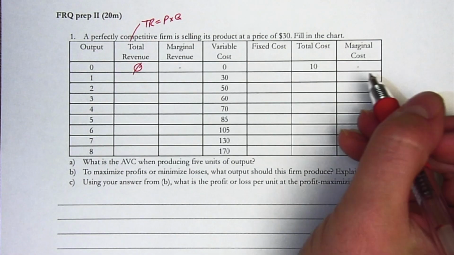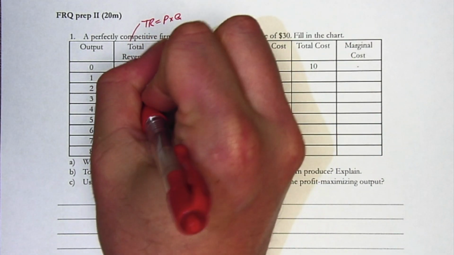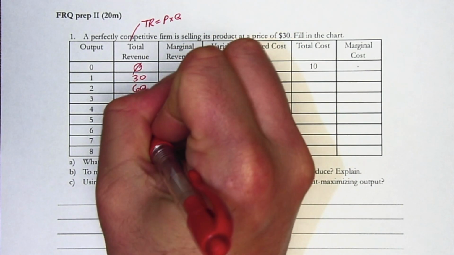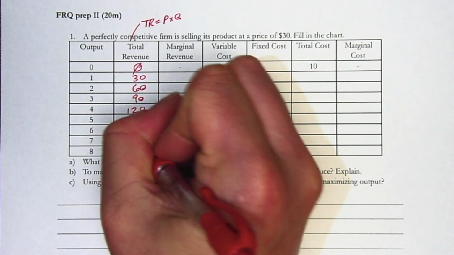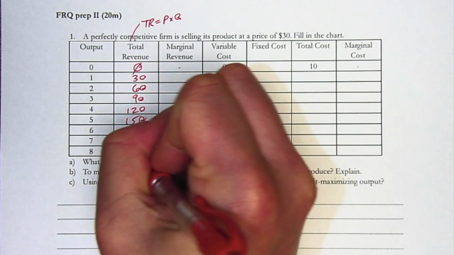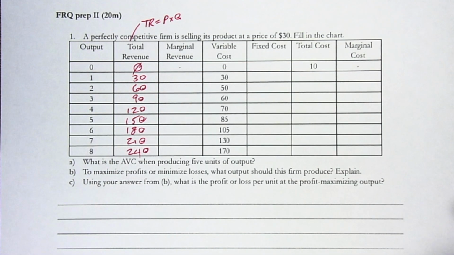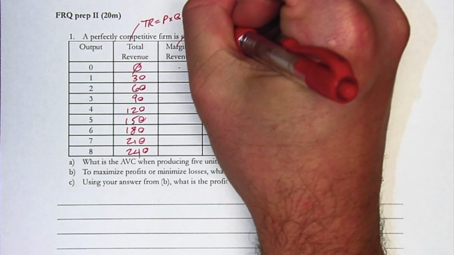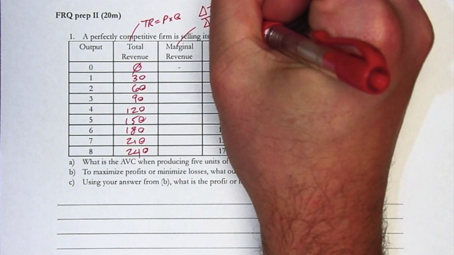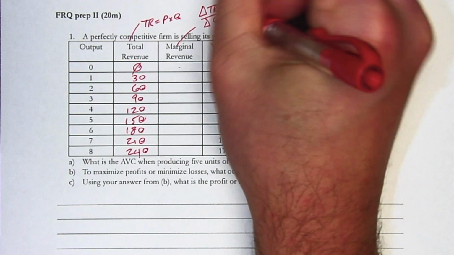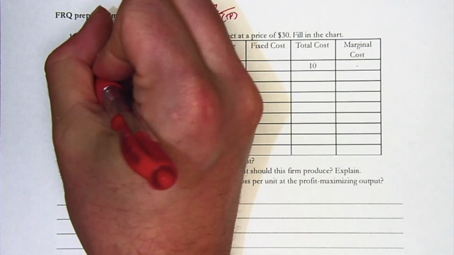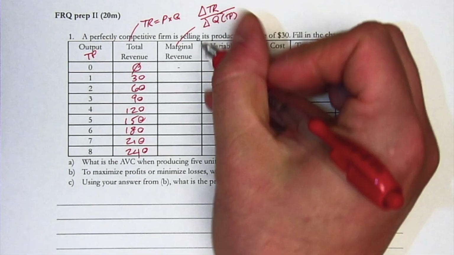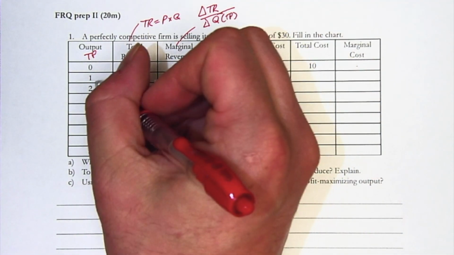And if they sell 1, then that's 30, and if they sell 2, that's 60, 90, 120, 150, 180, 210, and 240. Now, the marginal revenue is the change in total revenue divided by the change in quantity, or the change in total product. So we can also say total product over here. This is going to be the additional revenue that we get from selling one more unit of output.